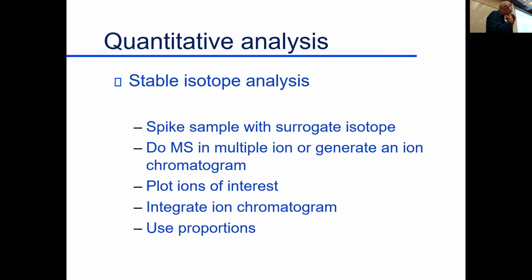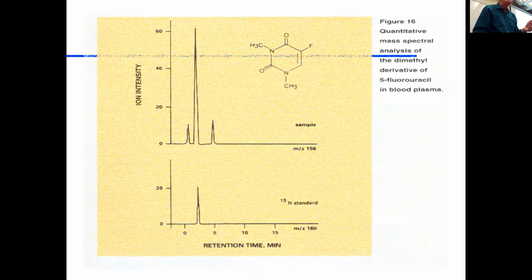We've got an example coming up using nitrogen 15. So you spike your sample with the surrogate, do MS, monitor multiple ions, generate ions, and plot the ions of interest. You can integrate them by proportion. If you know exactly how much internal standard you have, based on the area of the peaks of your surrogate and your compound of interest, you can say exactly how much compound you have.